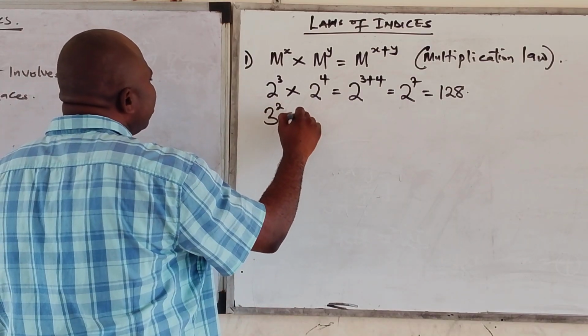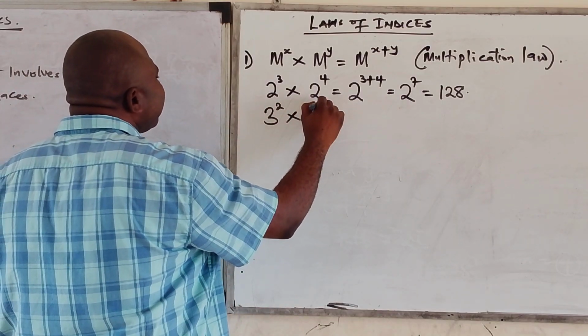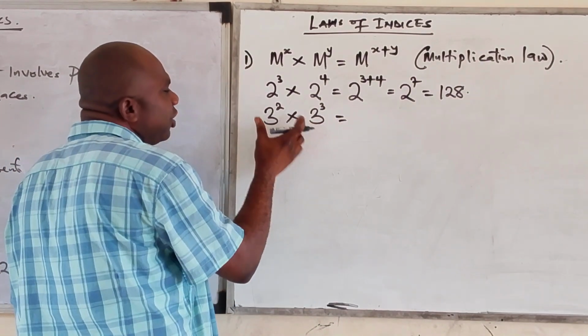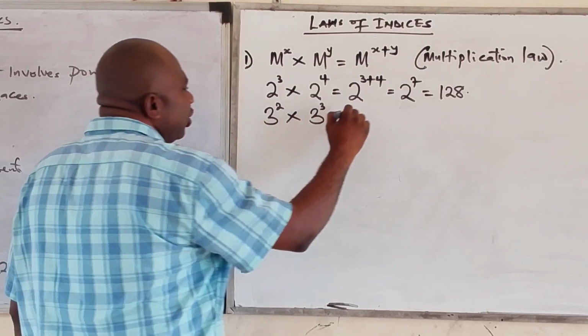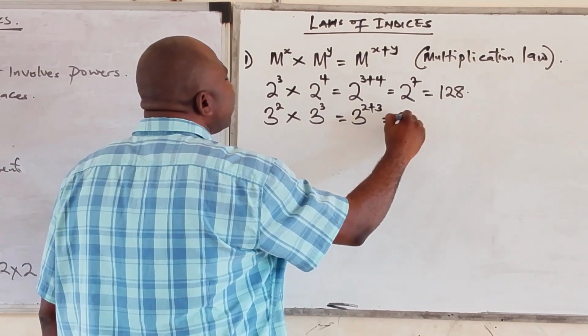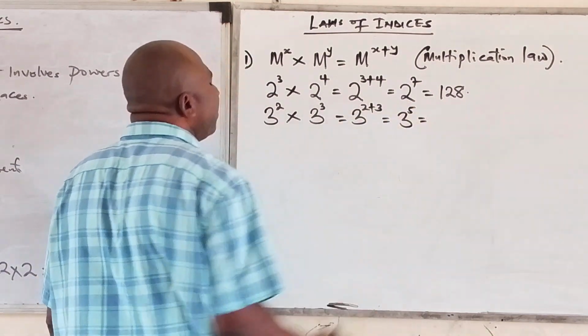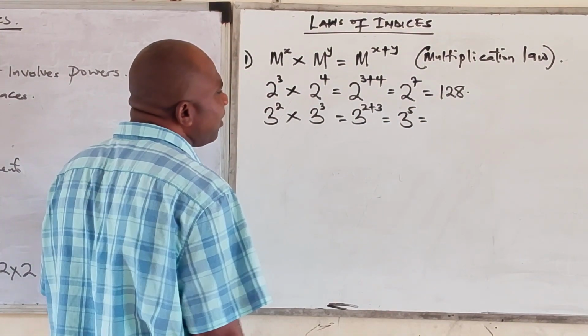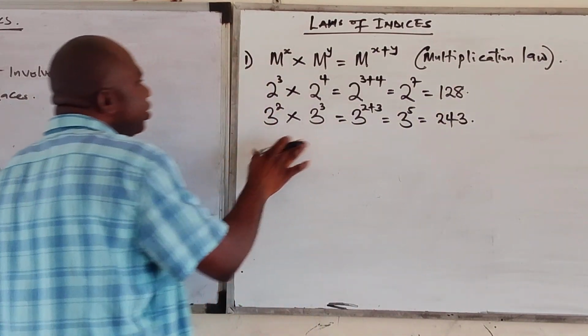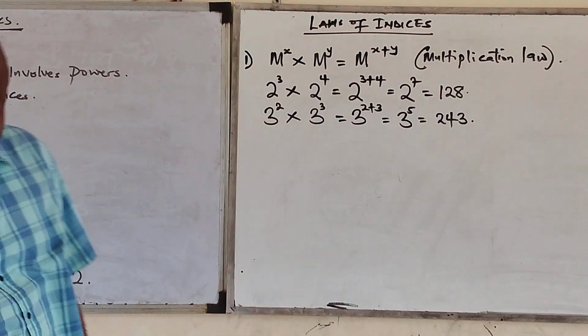Now, let's look at another one. 3 power 2 times 3 raised to the power of 3. Because the bases are equal and the operation here is multiplication, this will be 3 raised to the power of 2 plus 3. That gives us 3 raised to the power of 5, and 3 power 5 is 3 times 3 times 3, 5 places. Now it gives us 243. So this is the first law of indices.